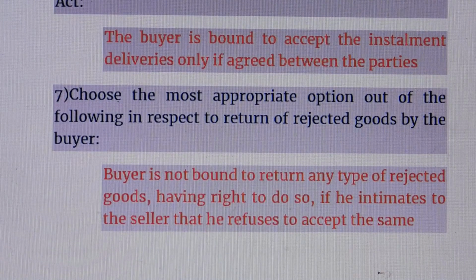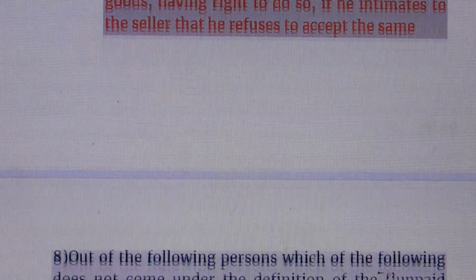Question number 7. Choose the most appropriate option out of the following in respect to return of rejected goods by the buyer. Answer is buyer is not bound to return any type of rejected goods, having right to do so if he intimates to the seller that he refuses to accept the same.